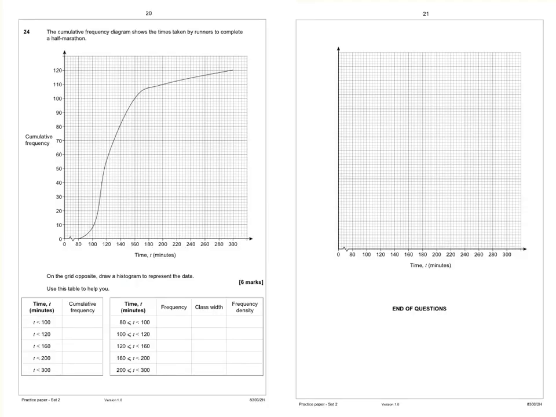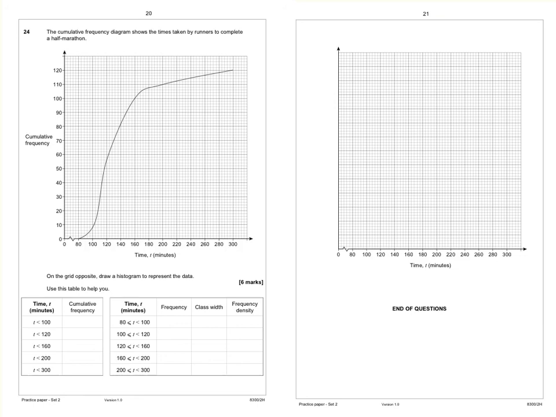Okay, so question number 24. The cumulative frequency diagram shows the times taken by runners to complete a half marathon. So I can see that there are 120 people's times recorded here. And it tells us on the grid opposite, draw a histogram to represent the data. Use this table to help you. Now, or use these tables to help you.